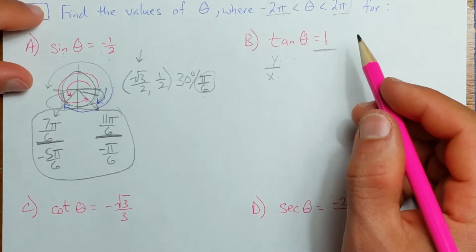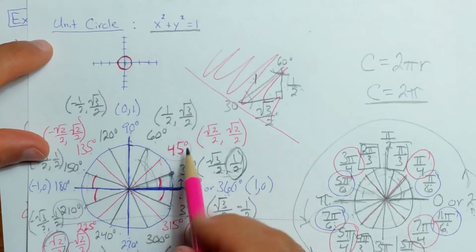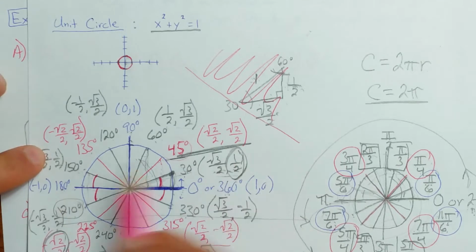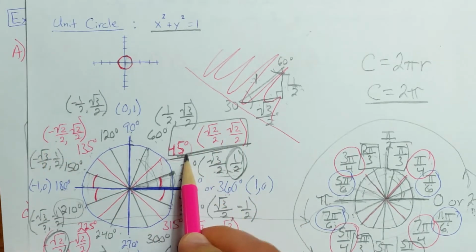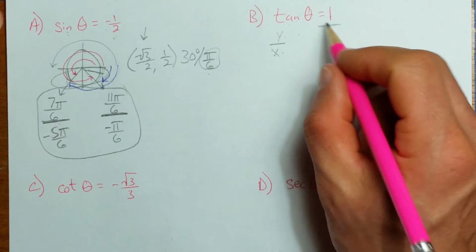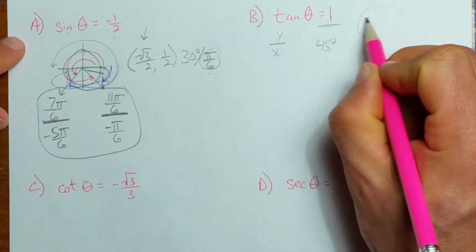Well, think on the unit circle. Where do you have the exact same x and y values? It's at all the 45 degrees. So I know it's at 45. Now, it can't be over here because that's negative. It's here at 45, and it's down here at negative 225 because they're both negative. So I know right away that this is basically a 45-degree reference angle. And that's just because I know my unit circle really well.